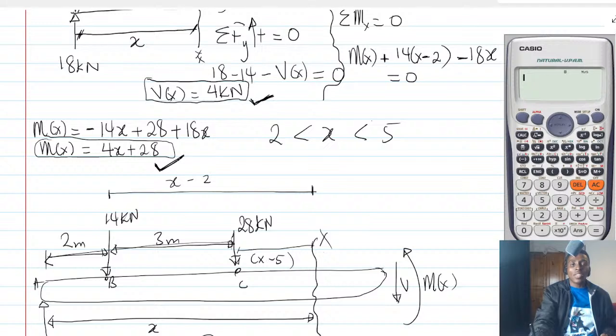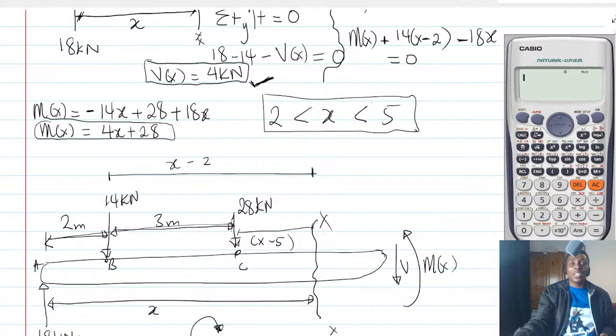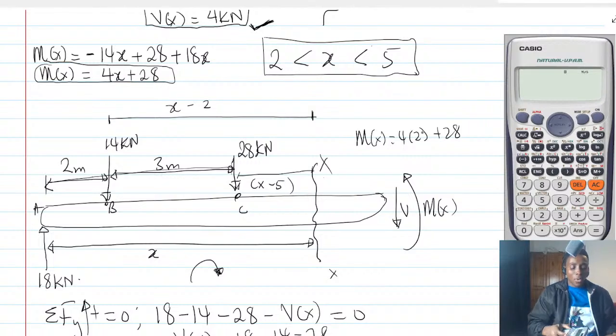So from 2 to 5, this is the moment. 4x plus 28. But x is varying from what? 2 to 5. So 4x plus 28 means that if I want x equals 2, I'll put it there. So put 2 into 4x plus 28. So it's going to what? 4 times 2 plus 28. And what is 4 times 2 plus 28? So 4 times 2 plus 28 is 36. Alright? Is that right?